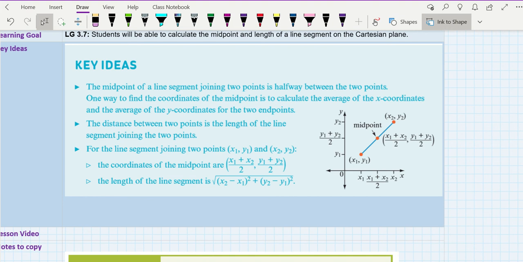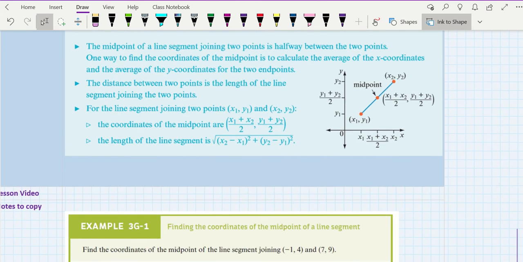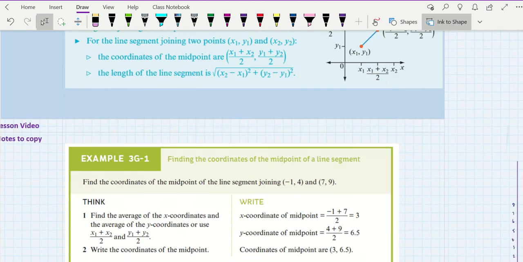Now, for a line segment containing 2 points, x1, y1 and x2, y2, the coordinates of the midpoint are just the average of the x coordinates, so (x1 + x2) over 2, and (y1 + y2) over 2. Now, the length of the line segment is the square root of (x2 take x1) squared plus (y2 take y1) squared. And we'll have a look at that in a little bit more detail soon.